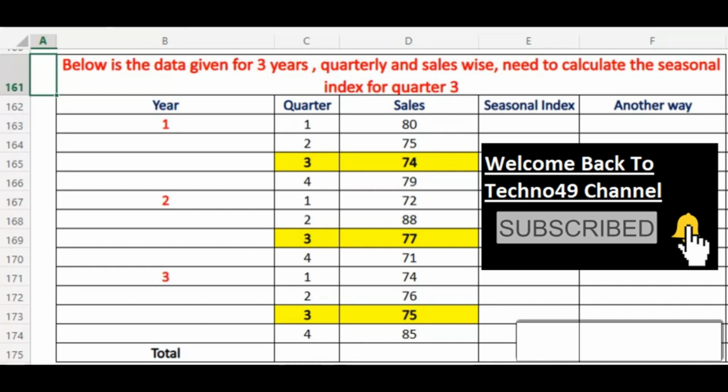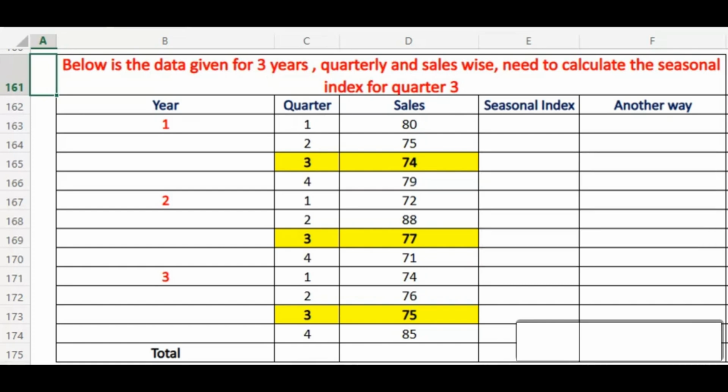In today's video, I would be talking about how we can calculate the seasonality index in forecasting. So that is very important in forecasting. So this video will clarify all the doubts in terms of how we can go about it.